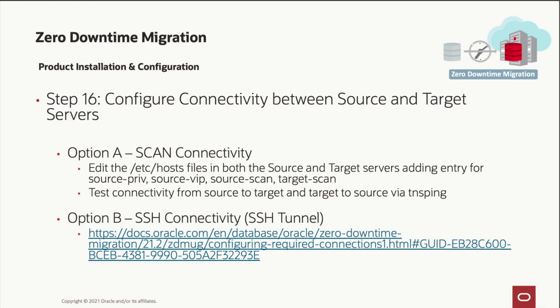Finally, it's really important to configure connectivity between the source server and the target server. You have two options here. One is via SCAN, so you have to edit the /etc/hosts file on both the source and target servers, editing entries for the source private, source VIP, source SCAN and target SCAN, and then test it via TNS ping. We explain this as well in our documentation if there's any further configuration you want to pursue. The other option is SSH connectivity via an SSH tunnel. This requires other adjustments, so I put the link here for our docs. If you go through our documentation, specifically the connectivity section, you'll see how to do this as well.